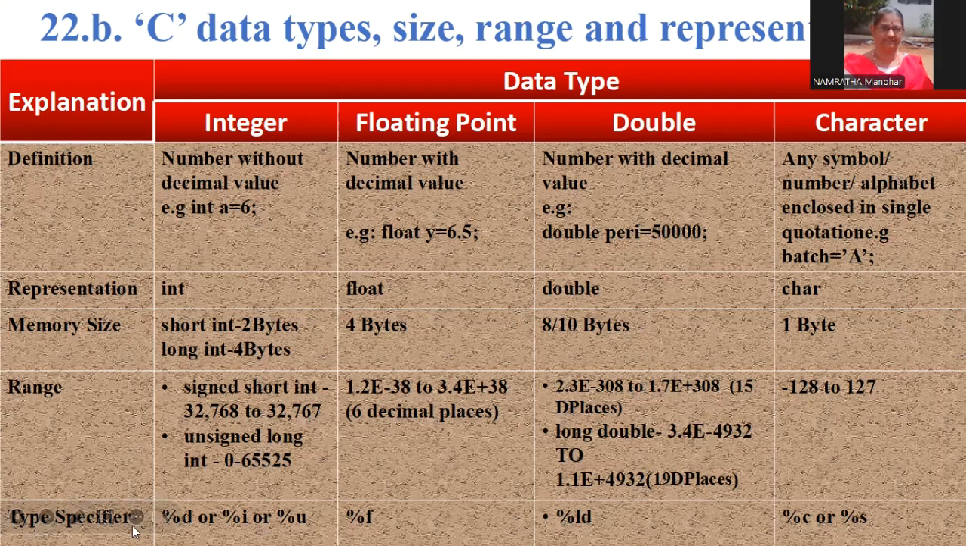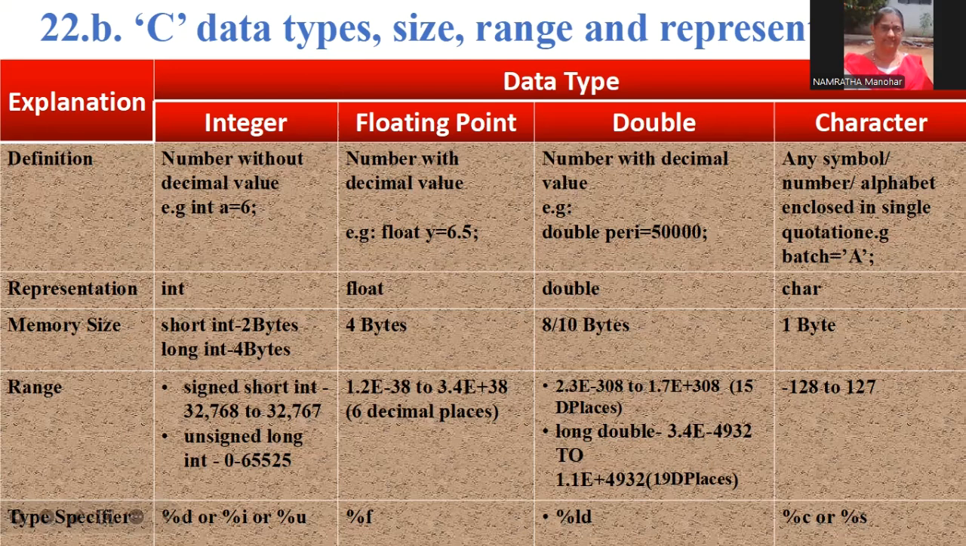Now, type specifier. The type specifier is %d or %i or %u. Some of these applications we have seen in examples in the previous episode. Floating point is %f. This is %ld. This is %c or %s. If it is a single character, we use %c. If you are using a string, that is an array of characters, we use %s.